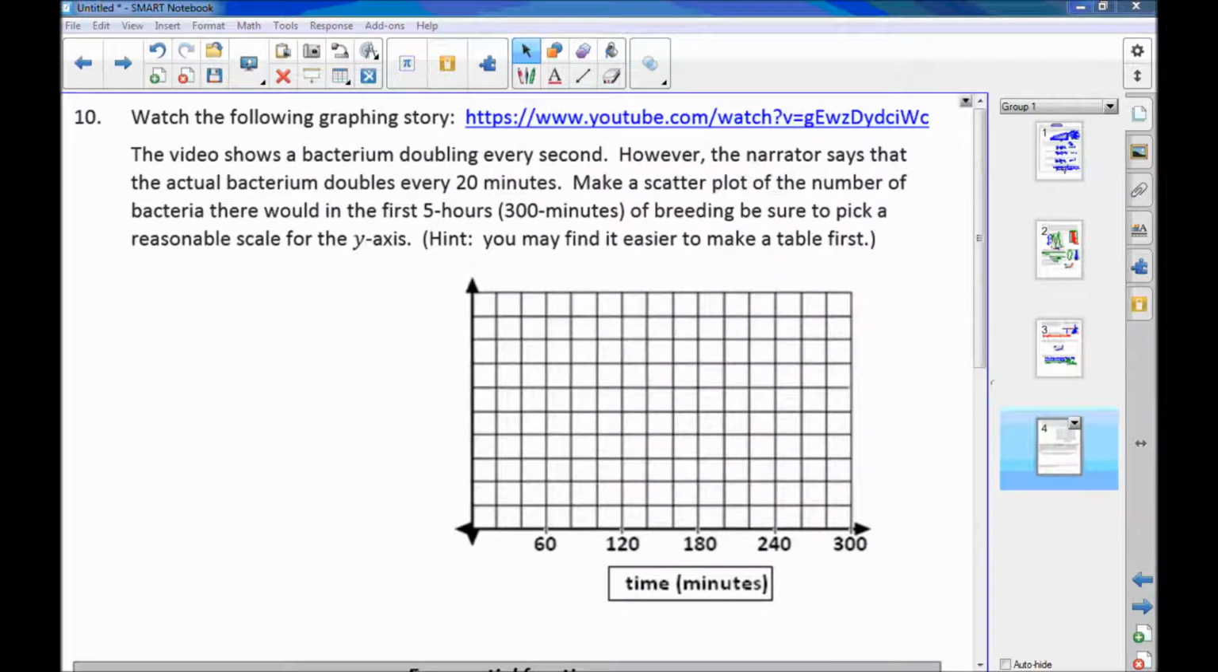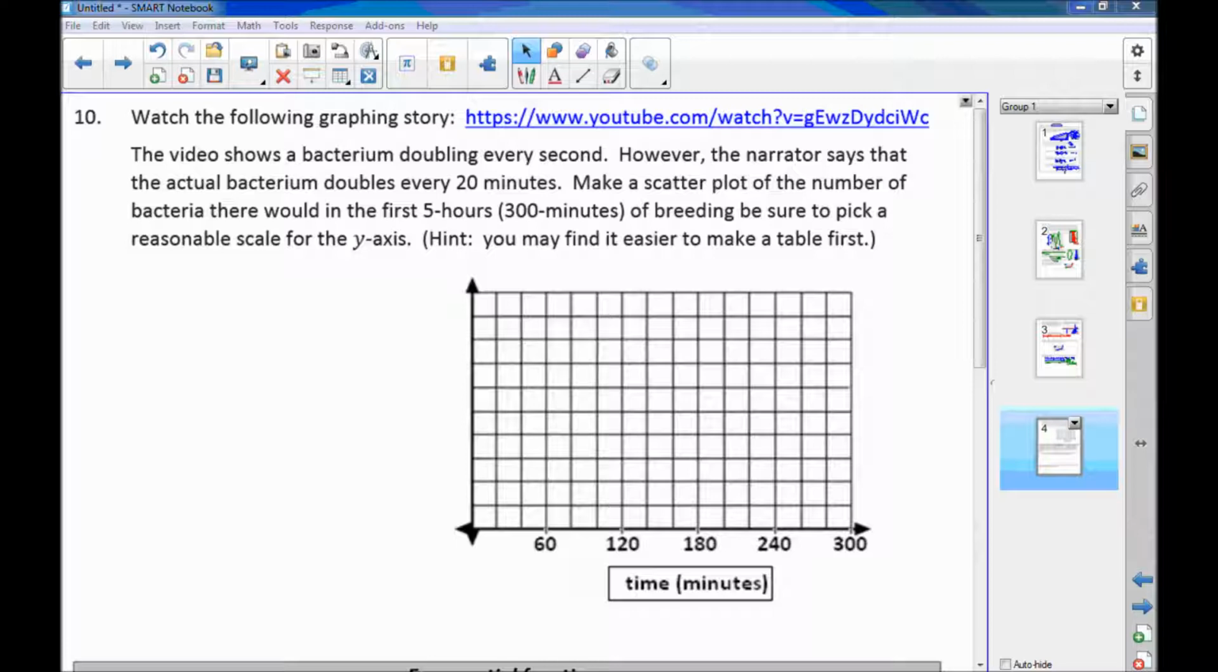All right, on our last page, number 10 says, watch the following graphing story, and we have a link for it here. And it says, the video shows a bacterium doubling every second. However, the narrator says that the actual bacterium doubles every 20 minutes. Make a scatter plot of the number of bacteria there would be in the first 5 hours. So that's in the first 300 minutes. 5 times 60, 60 minutes an hour, so 300 minutes.